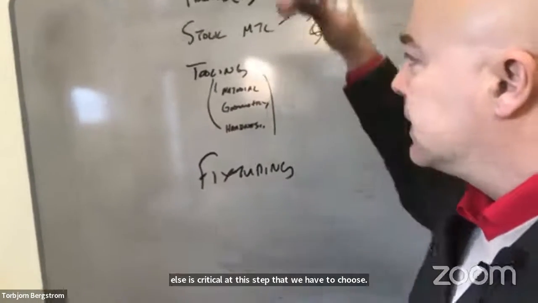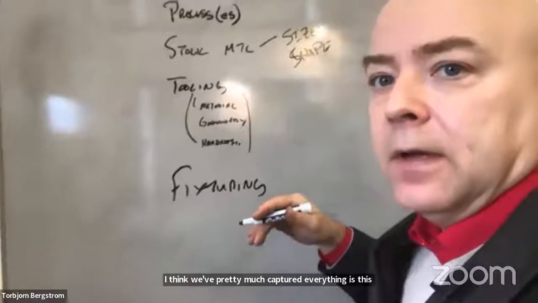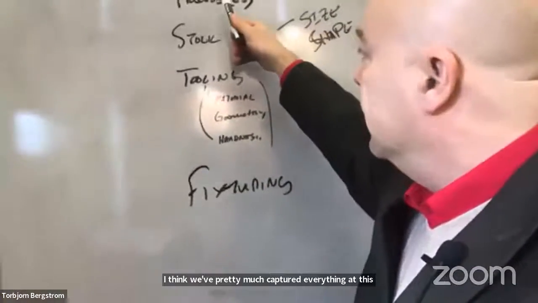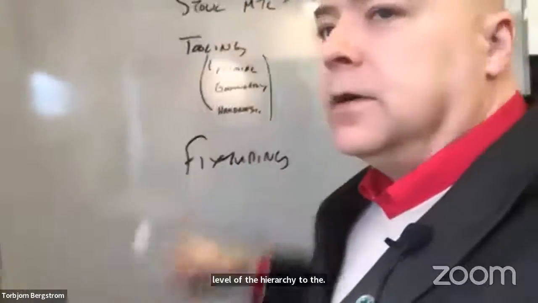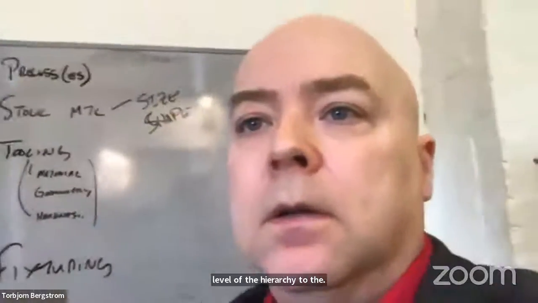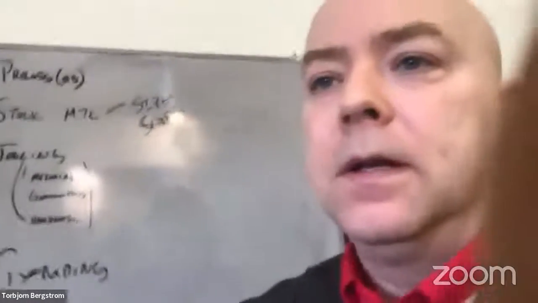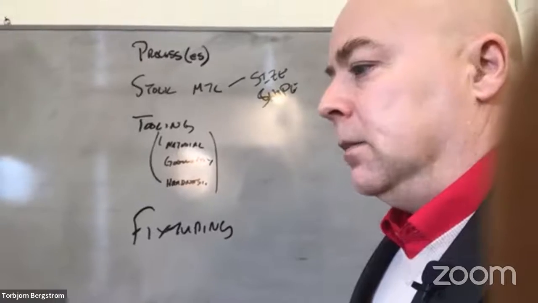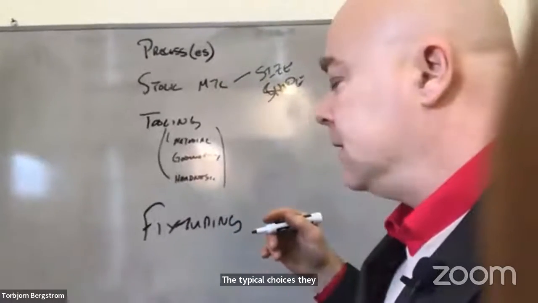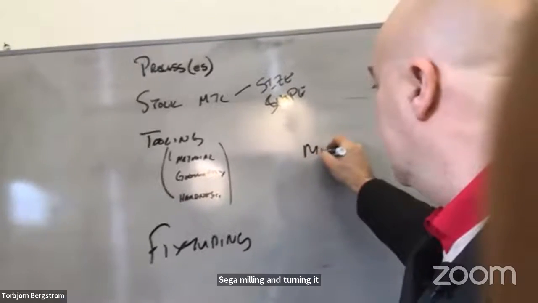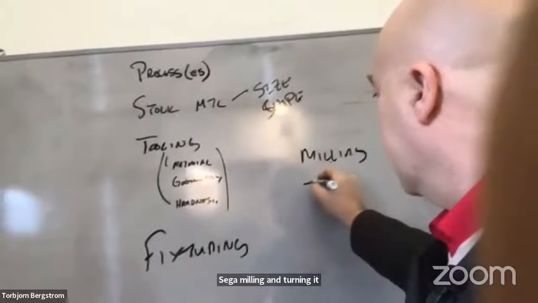I think we've pretty much captured everything at this level of the hierarchy. So the processes: if we're going to do CNC machining, what are our choices for processes? The typical choices, there's lots of them. But at the highest level, milling and turning. So there's milling and turning.